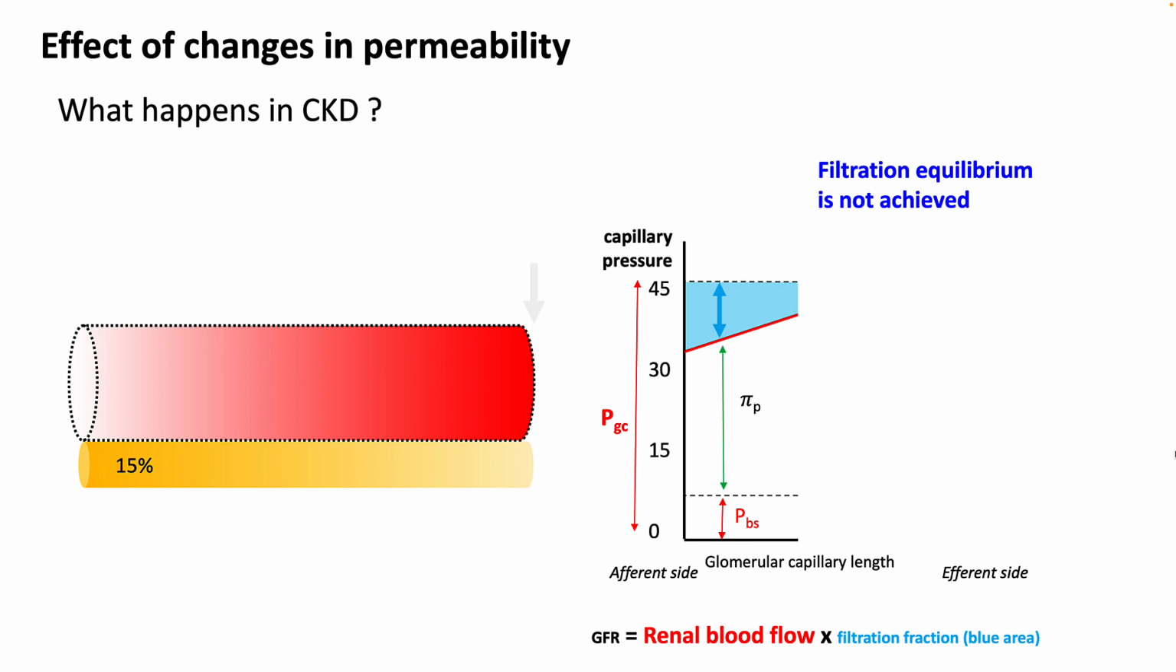However, in CKD, because of decreased permeability and possibly damage to your glomerular capillary length, your filtration equilibrium is not achieved, so your GFR drops.